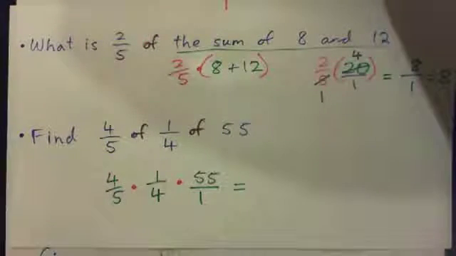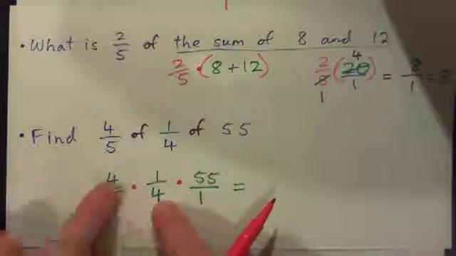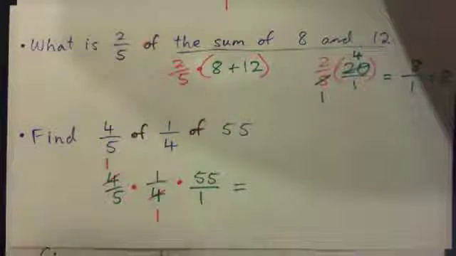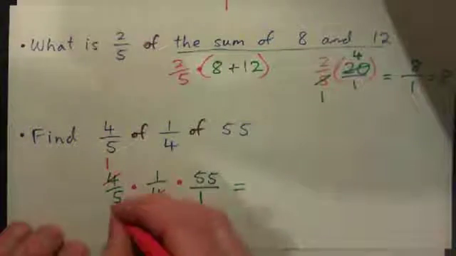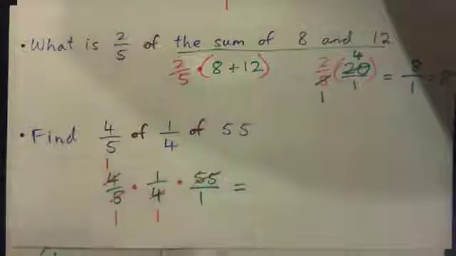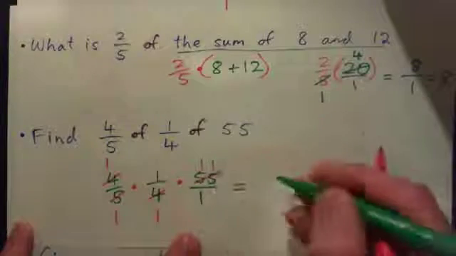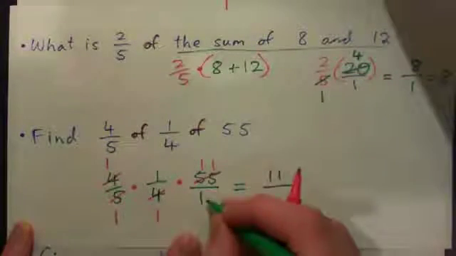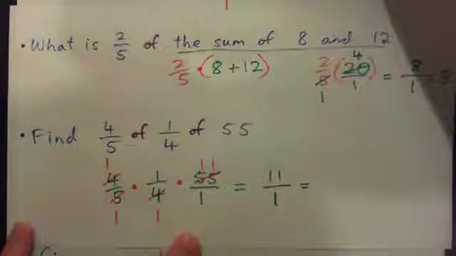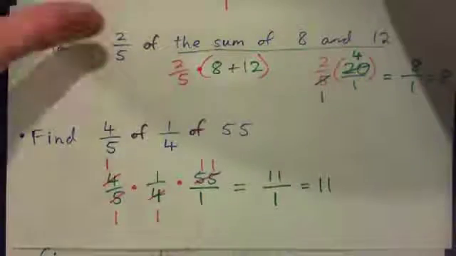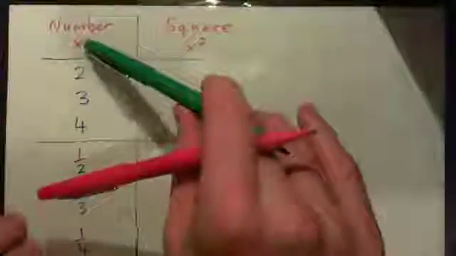Now cross cancel common factors, see what happens. If you cross cancel common factors, how about the 4s? Is there a 4 in the top, 4 in the bottom? See that? So 4 into 4 goes once, 4 into 4 goes once. How about, what else have we got? 5 and 55? 5 into 5 goes once, 5 into 55? 11, isn't it? So we get 1 times 1 times 11, that's 11, over 1 times 1 times 1 is 1, and 11 over 1 is 11.